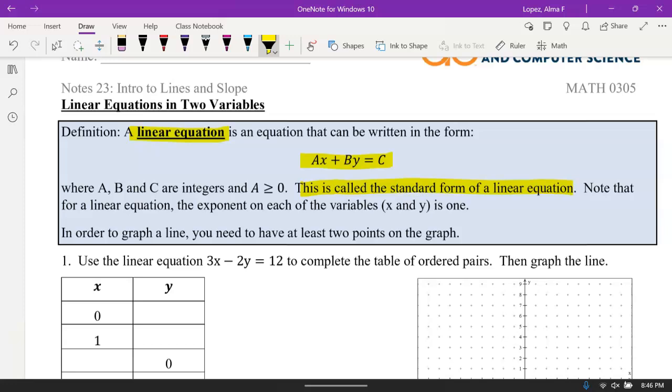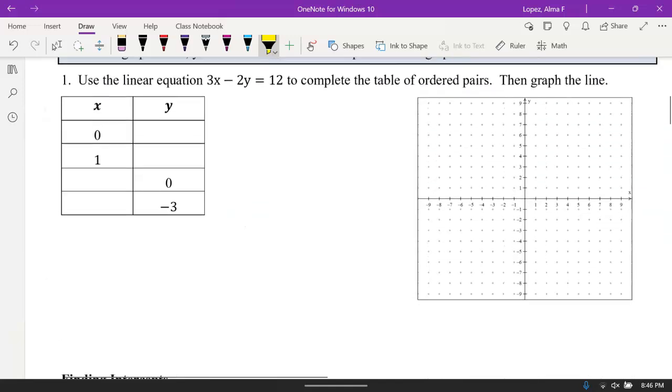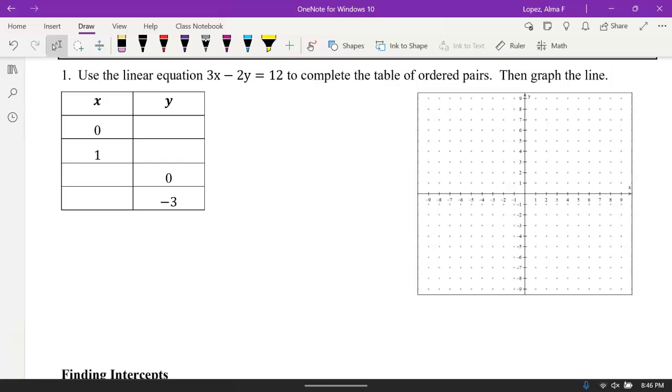And the a has to be a number greater than 0. What that means is that these are integers usually. Now, in order to graph a line, you have to have at least 2 points. We saw the point method in the last section, and in this section, we're going to be looking at the intercept method and also the rise over run method, or slope-intercept form.